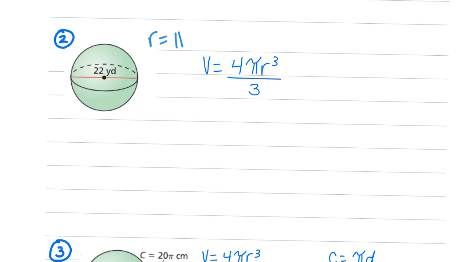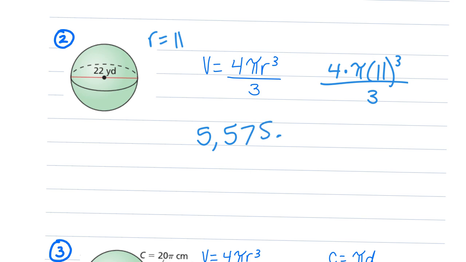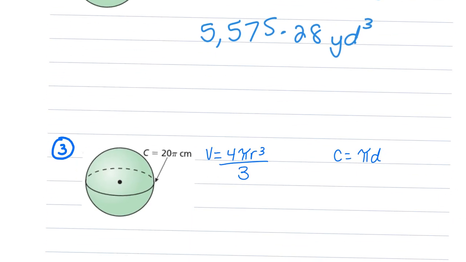So we now do the same thing. 4 times pi times the radius, which is 11. We cube that, and then I'll divide it by 3. So I'm going to quickly do that on my calculator. 11 cubed. And then times 4 times pi divided by 3. Did we get 5,575.28 yards cubed?